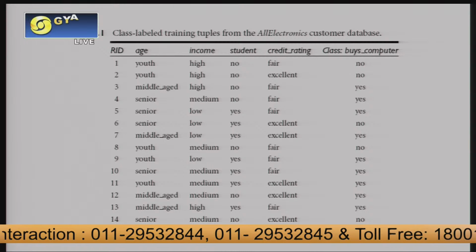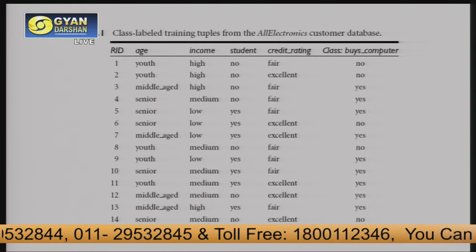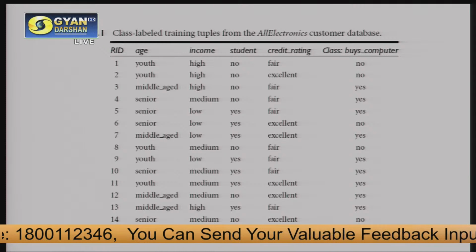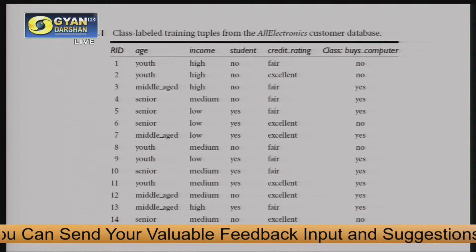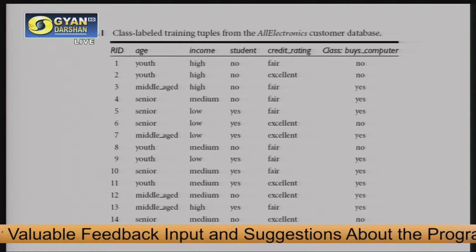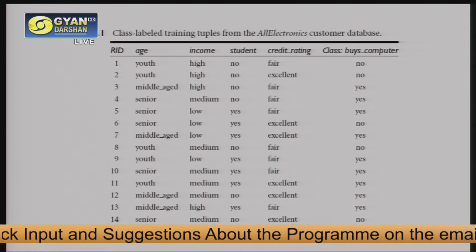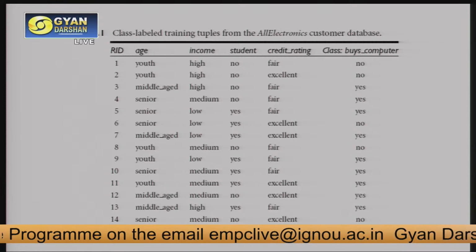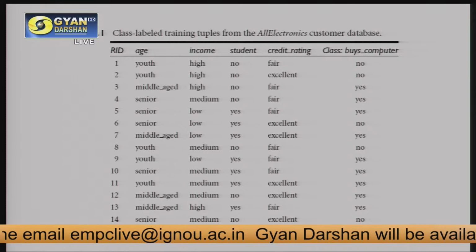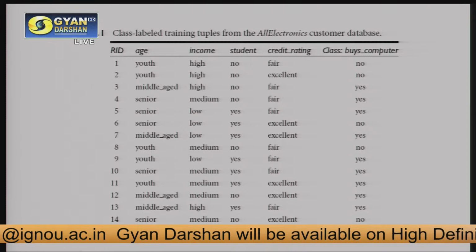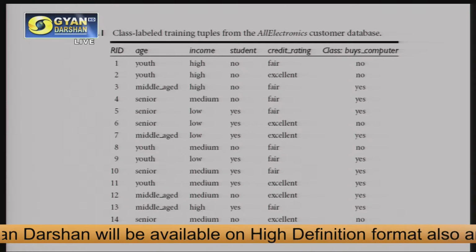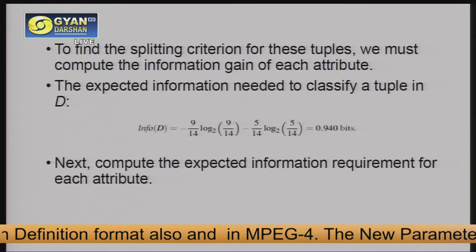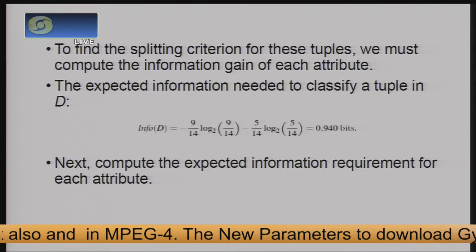As you can see, we have 9 yes and 5 no's, and we will see that age has 3 different categories: youth, middle age and senior. Income also has high, medium and low, again 3 different values. Student, whether they are a student yes or no, has 2 values. Credit rating has fair and excellent, 2 different values. And finally we have whether they are going to buy a computer, yes or no.